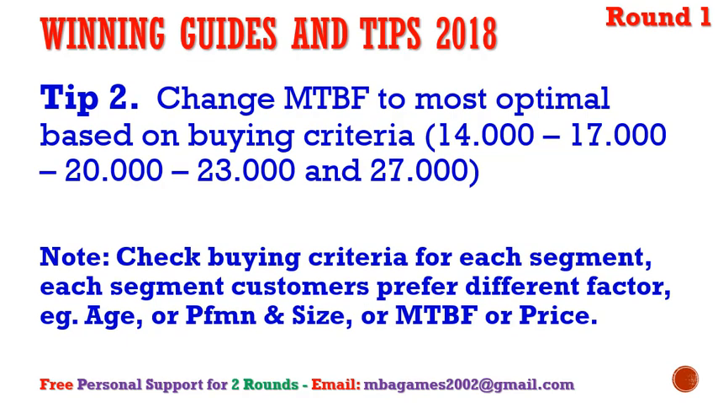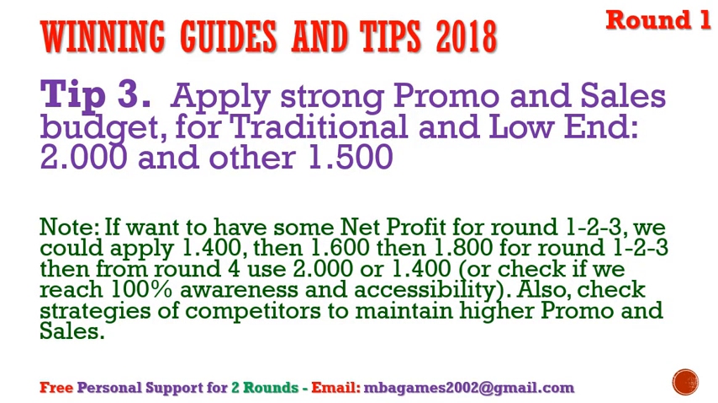Check the buying criteria for each segment in the report to find what criteria customers prefer over the other factors, right? And tip number 3, you can apply strong promotion and sales budget for traditional and low end, about 2,000 and the others 1,500. But actually, if you want to get good sales and good net profit right from round 1 and round 2, you can reduce that to 1,500 for traditional and low end, and the others about 1,200, because in the first few rounds the net profit is only a few millions, so you can save a few million in costs.